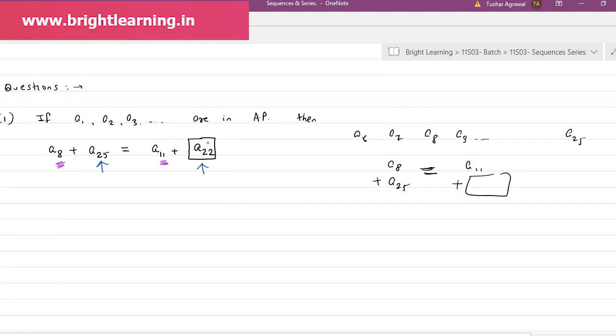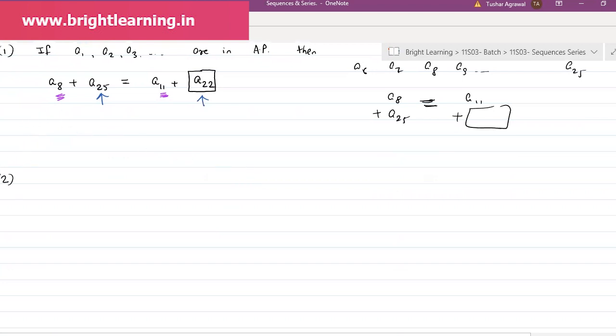If this is not clear, then for A8 you can directly substitute first term plus 7d, first term plus 24d, first term plus 10d, subtract, and then you will get first term plus 21d. That way you can get it. Okay.